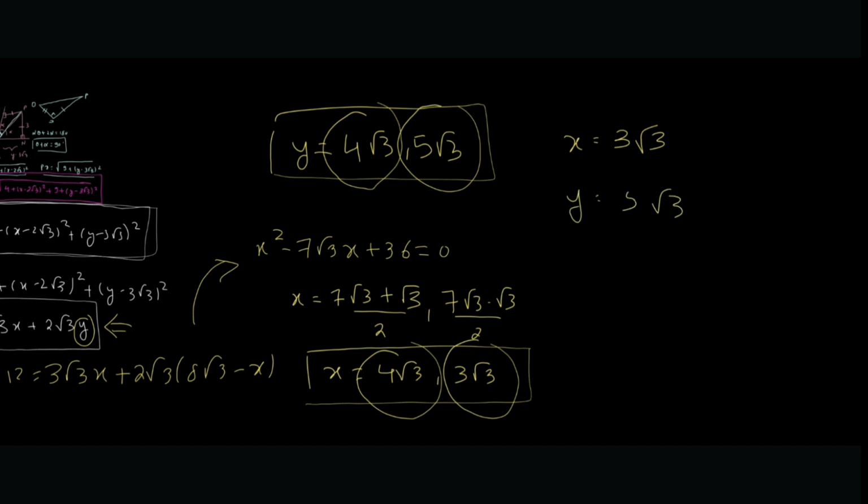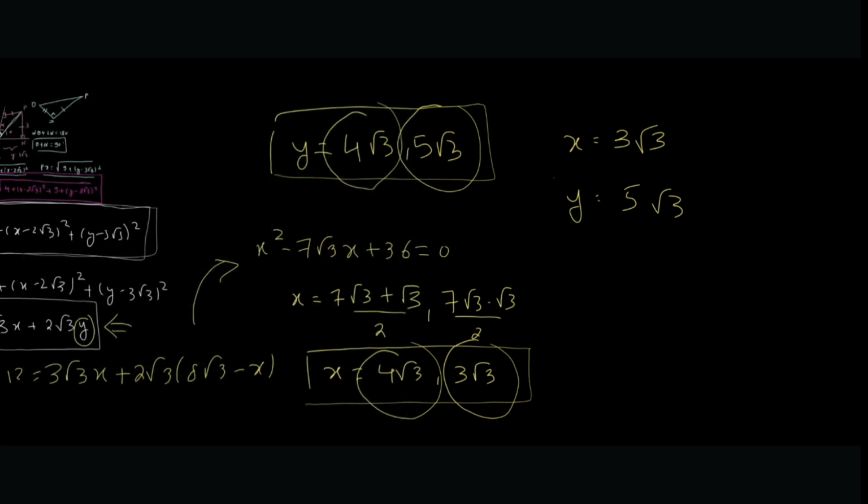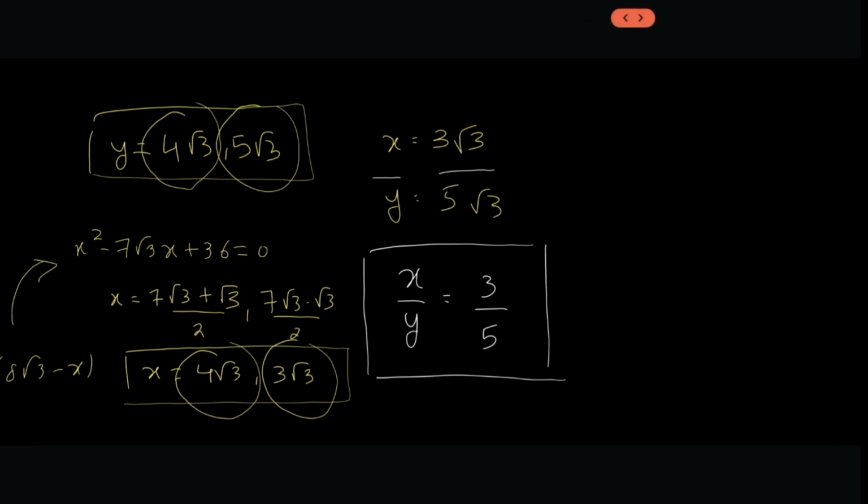Now remember, the question was to find the ratio of x upon y. So I can simply divide these two values. So what I will get is x upon y equals 3 upon 5, and that's the answer that we were looking for. So here you can see that if in an equilateral triangle two circles are arranged in a specific pattern, then using the radius of the circles you can get the ratio of x upon y.